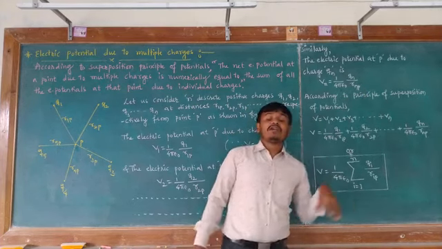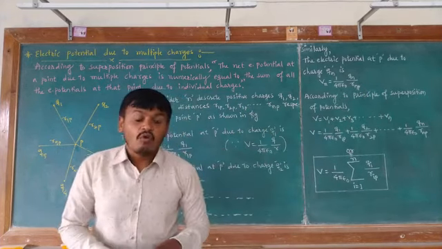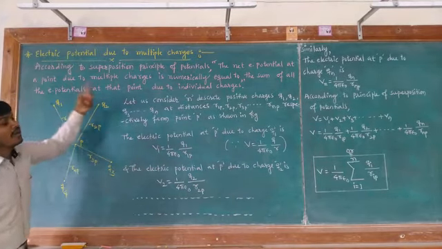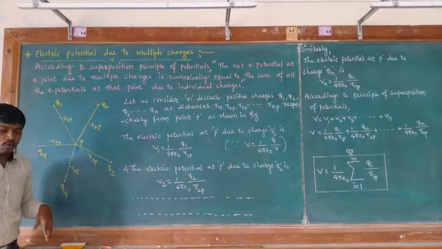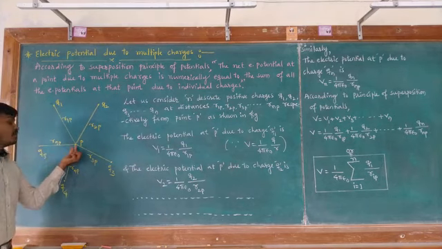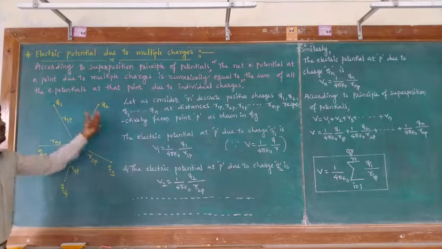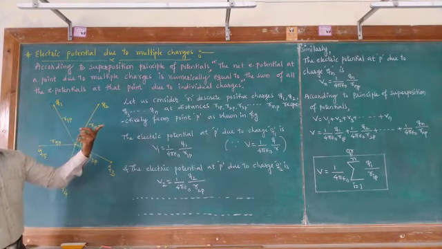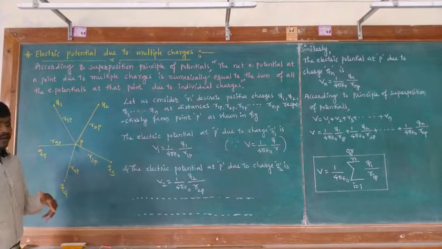According to the statement of the principle of superposition, the total potential at point P due to multiple charges is numerically equal to the algebraic sum of potentials at that point due to individual charges. That is, V is equal to V1 plus V2 plus V3 plus and so on up to Vn. This is by the principle of superposition of electric potentials.